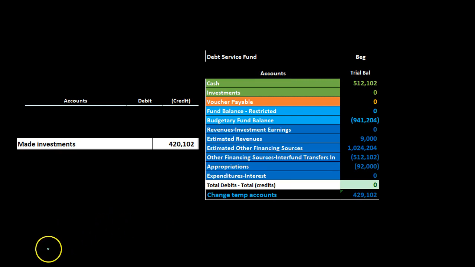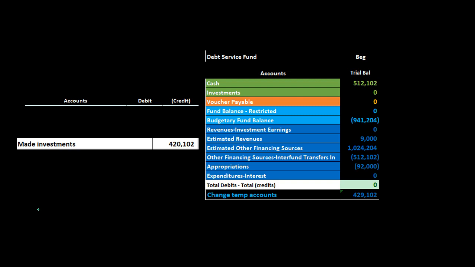Next item, we have an investment. We're saying we're going to take that money, and we're going to make a short-term investment. Now, recall that the debt service fund is designed to basically finance the debt. So the cash that we have, if we put it into an investment, it's basically going to be short-term.